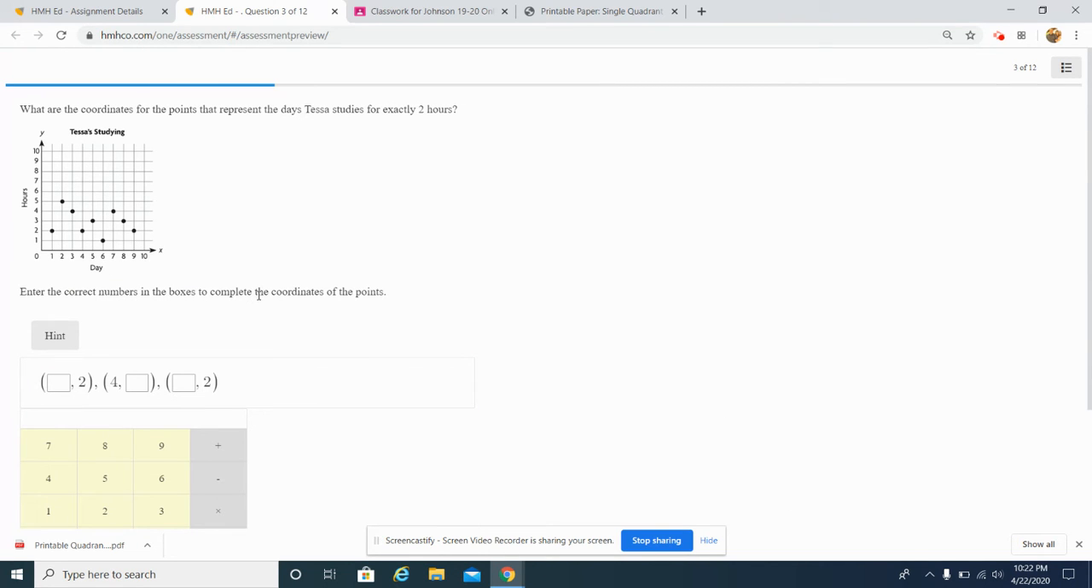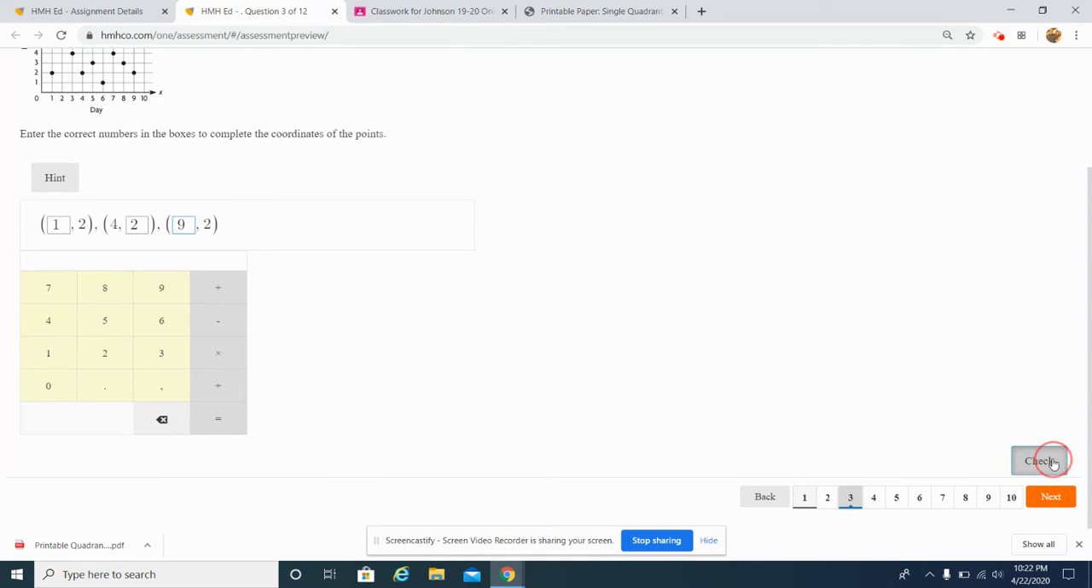Okay, enter the correct numbers in the boxes to complete the coordinates of the points. Blank and 2. Well, we know we walk over to go up, so we've got to go how many over? Up 2. So that would be 1, 2. Okay, 4 and 2. And then another 2. What would we have? Right here as we go along 2, because that's our y coordinate. 9 and 2. Okay.